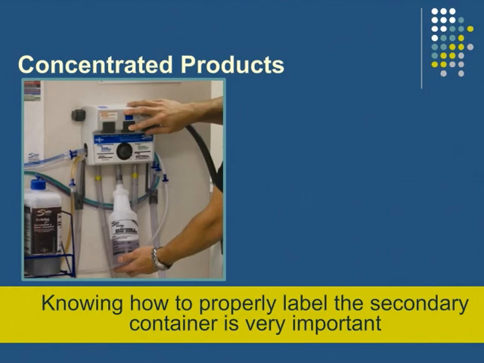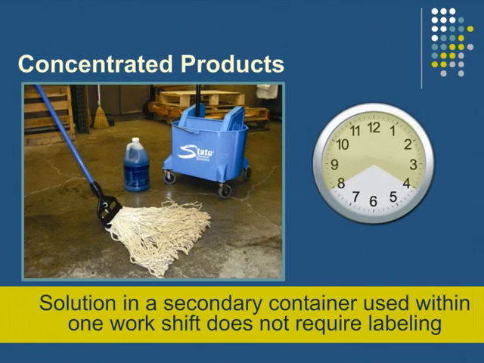The purpose of this segment is to discuss labeling the secondary container the diluted chemical is poured into. There is an important distinction to keep in mind. If the secondary container is going to be emptied within one work shift, it does not require labeling. So for example, filling a mop bucket with a cleaning solution that will be completely used during a worker's shift does not require secondary labeling.